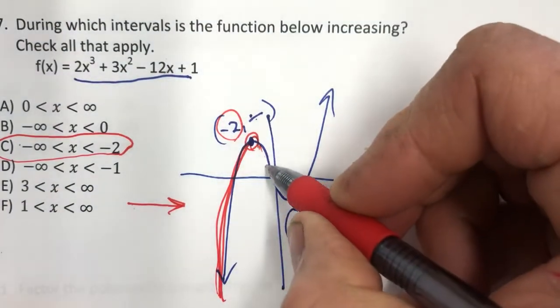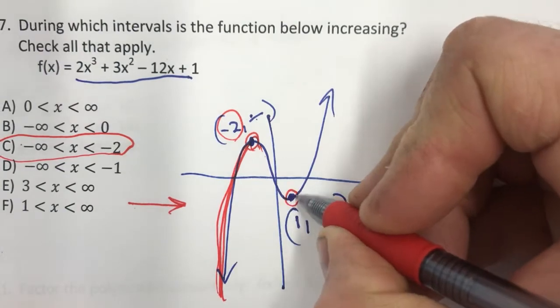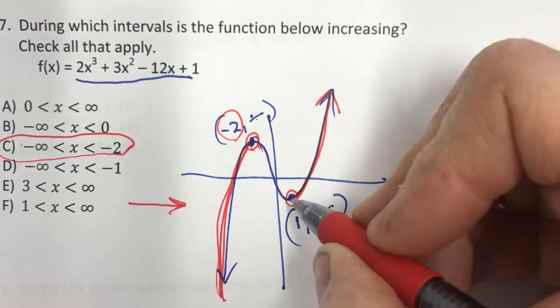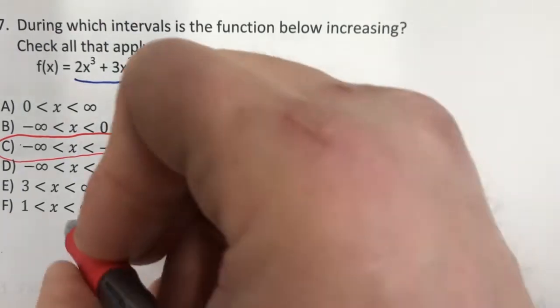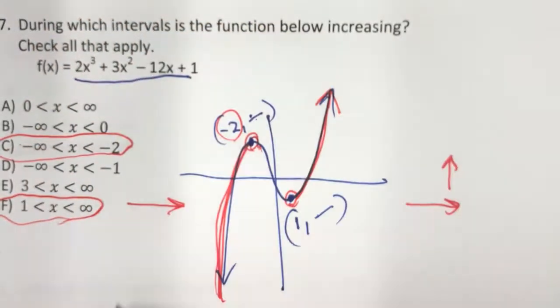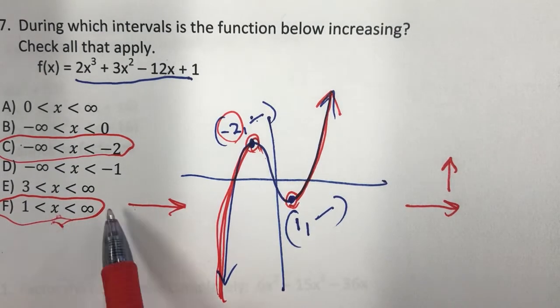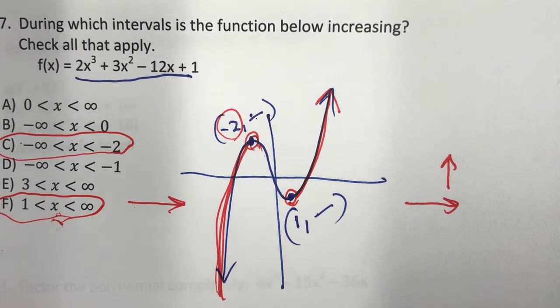Okay, then it starts decreasing right there. But now right here, it starts going up again. So this is increasing, which starts at 1. So this goes from 1 to infinity right there. This means x is some number between 1 and negative infinity. So that would be my two answers there.